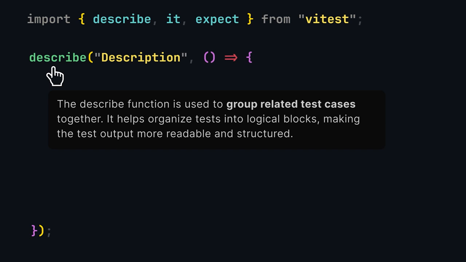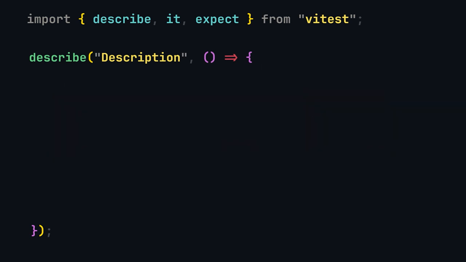Okay, so when we want to group multiple related tests, when we are working with multiple tests, which we should be, in that situation we are going to be using the describe. Describe only takes the description and also the callback function. Whenever we are grouping related test cases, in that situation we are going to be using the describe.